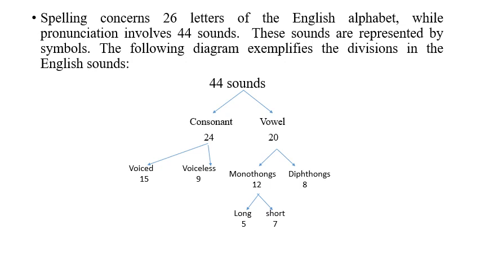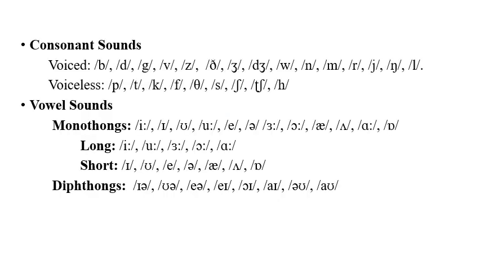Then there is a diagram which starts from the sounds, having 44. The left constitutes consonants, which are 24, then vowel sounds, which are 20. Consonants are further divided into voiced and voiceless. That is, voiced sounds are pronounced with sound heard in your vocal cords, and voiceless are pronounced without voicing in your vocal cords. Then you have 20 vowel sounds: 12 are monophthongs, the singles, and 8 are diphthongs. The monophthongs are further divided into long and short.